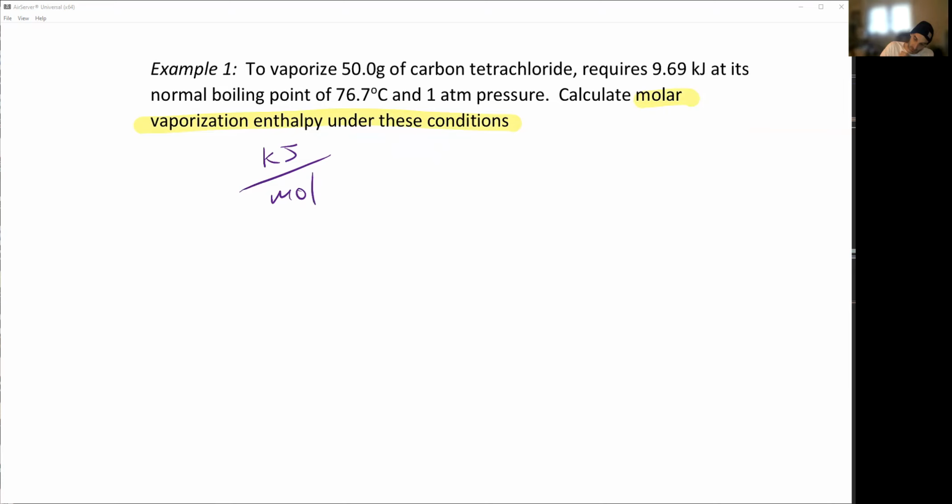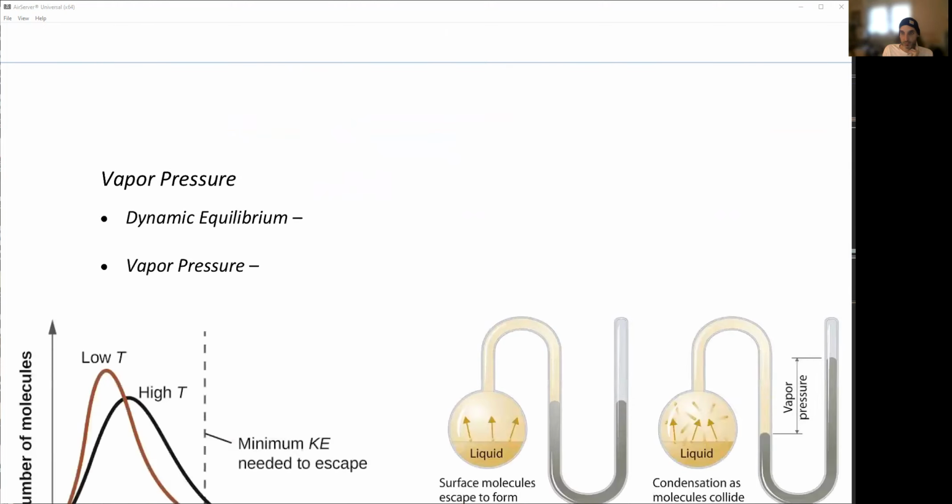And remember, vaporization enthalpy is delta H. Heat is going to be in Q. Carbon tetrachloride, you should know, is CCl4. But yeah, that's what we're looking at. So give that a go. We'll give this a try in class.